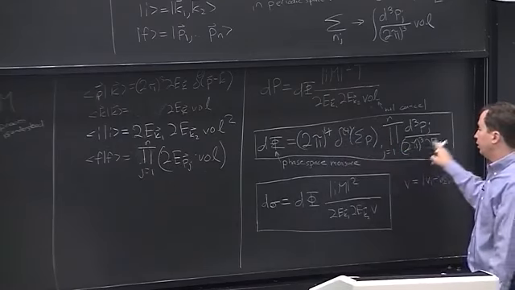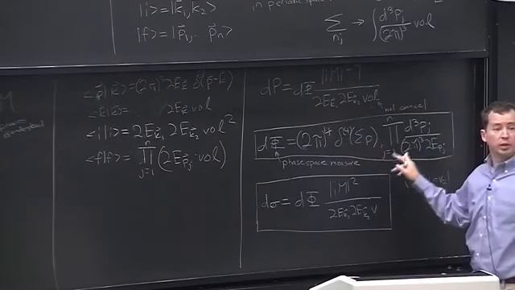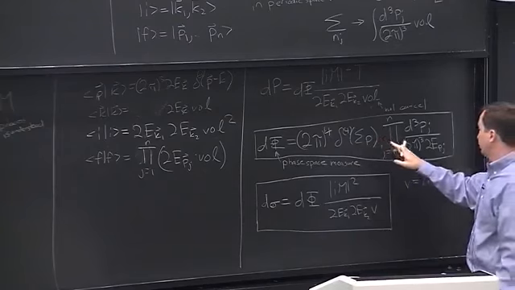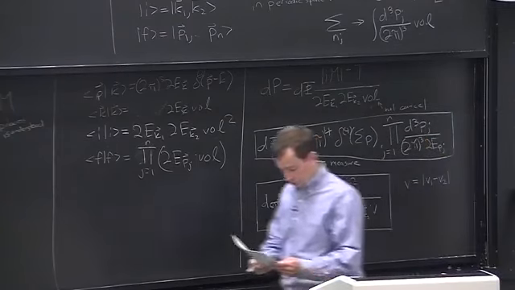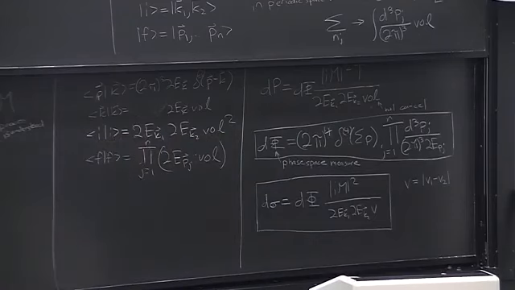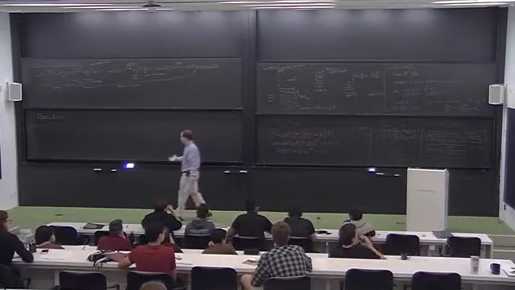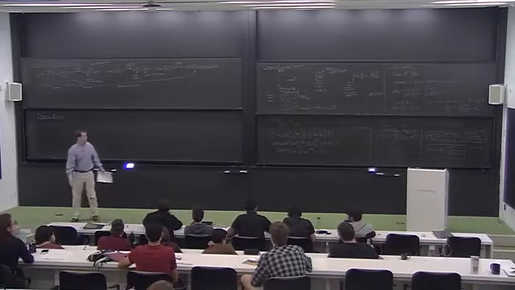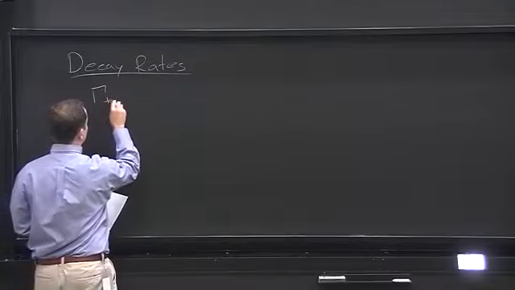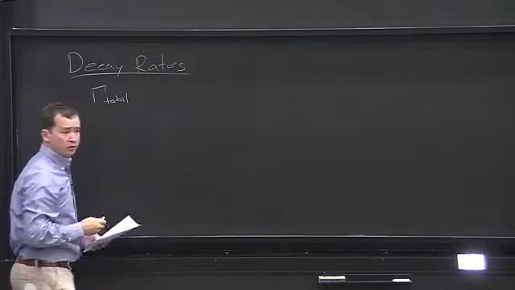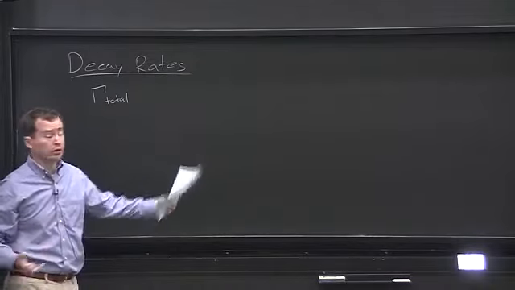So this part of the expression doesn't depend at all on what theory we're talking about. It only depends on the number of particles. And so if we want to calculate a decay rate, it's going to be very analogous to what we just did. So we can basically reuse almost all of our calculations from before.